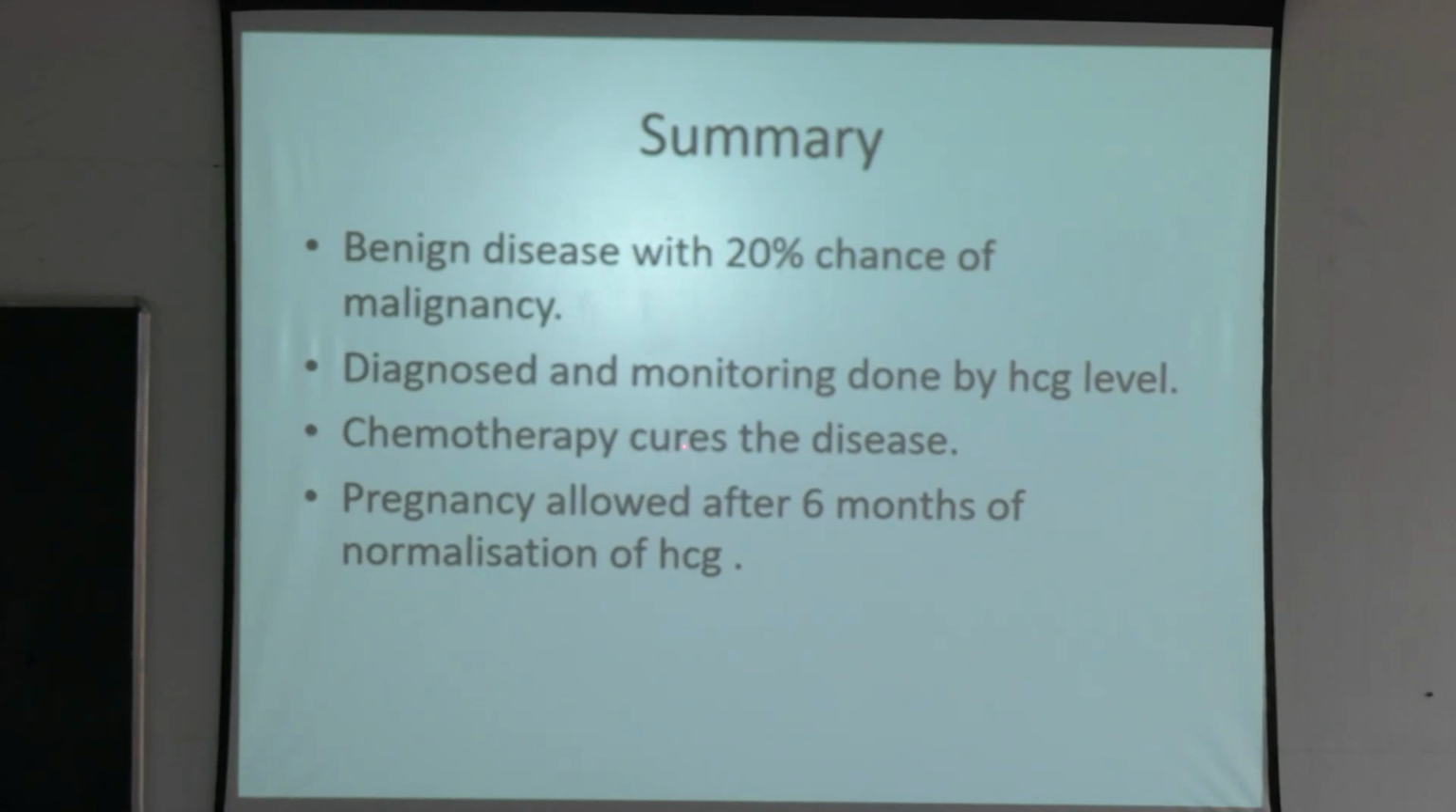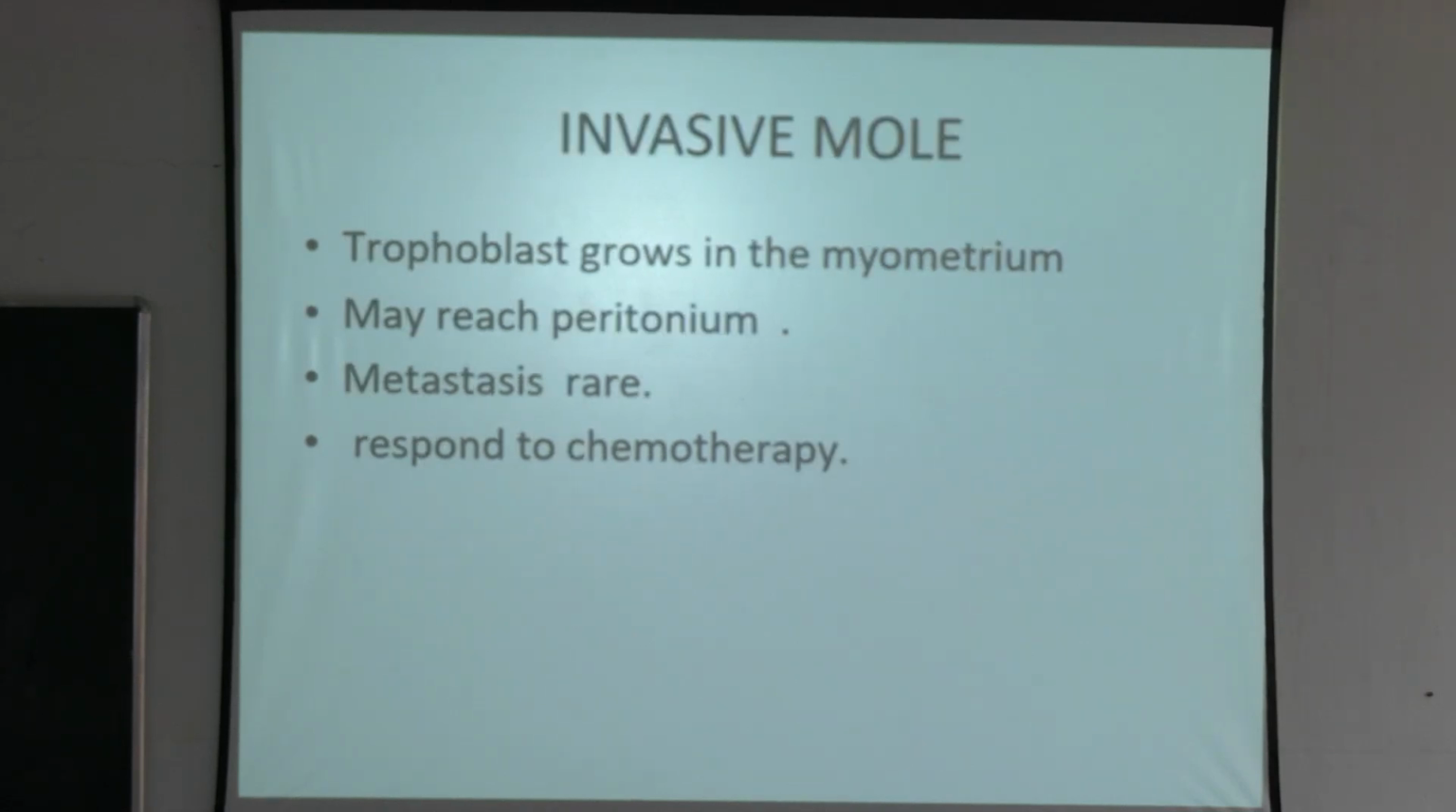but we are not mentioning the GTN. So thank you. That is invasive mole. We have already discussed trophoblast grows in the myometrium, may reach the peritoneum, but metastasis is not there. So in this case also, if you find an invasive mole, it will respond to chemotherapy. So, thank you.